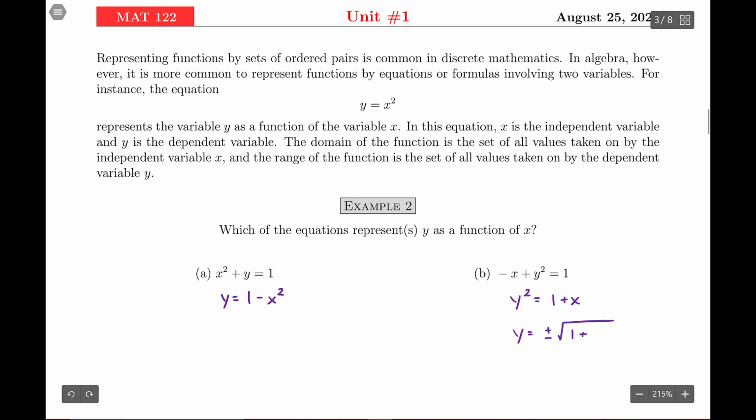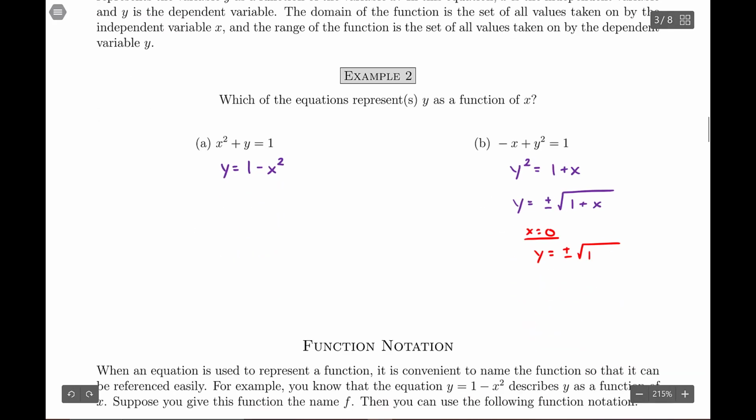And remember, when you take a square root, you have a plus and a minus for the square root. In this case, any input for x will generate 2 outputs for y every single time. So let's just try a simple case of x equals 0. If x equals 0, I get y is equal to plus or minus the square root of 1 plus 0, which is going to be plus or minus the square root of 1, which is plus or minus 1. So my two outputs are negative 1 and positive 1. My single input of 0 has generated 2 outputs of negative 1 and positive 1.